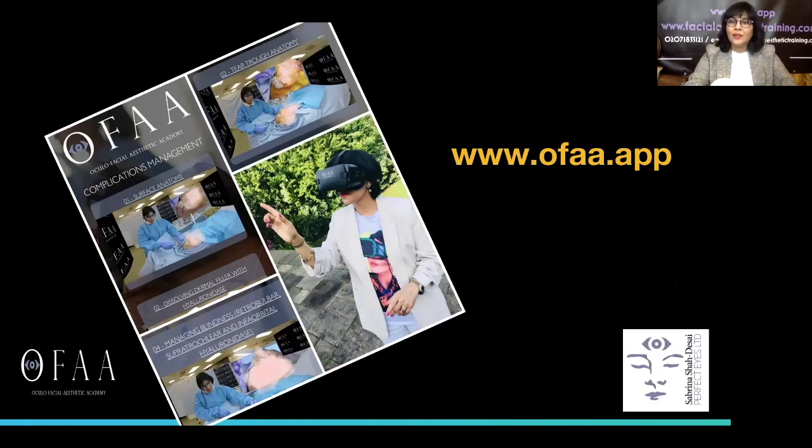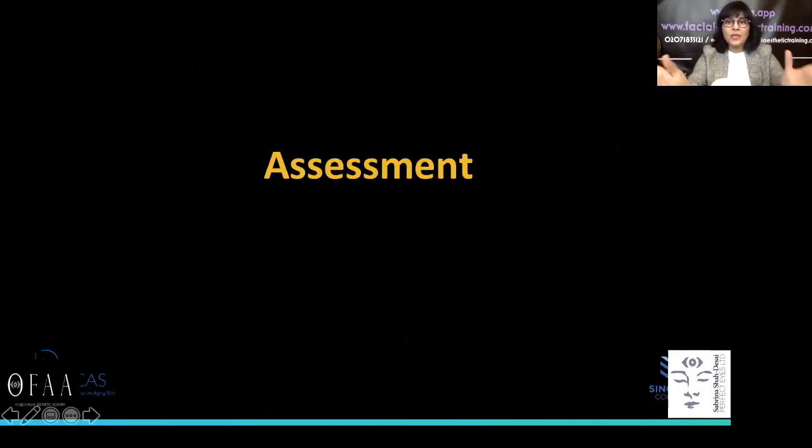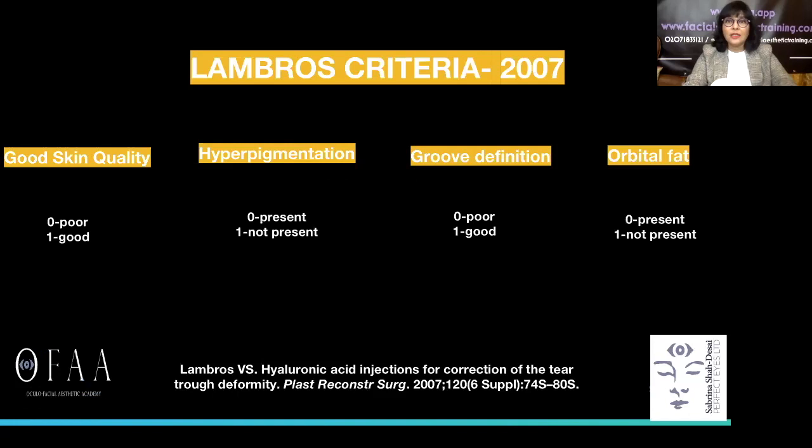So I'm now going to carry on with the talk. Let's look at assessment. Now, assessment is extremely complicated, and I'll show you there have been a lot of publications on assessment. Starting from 2007, Lambros, who I sort of consider a guru for me, realized that there were all these things happening in the under eye area. And so he was looking at good skin quality, hyperpigmentation, groove definition, and orbital fat presence. So these are the four key things that you're always going to be looking at. You'll see that this is sort of a repeat mantra when you're looking at the under eye area.